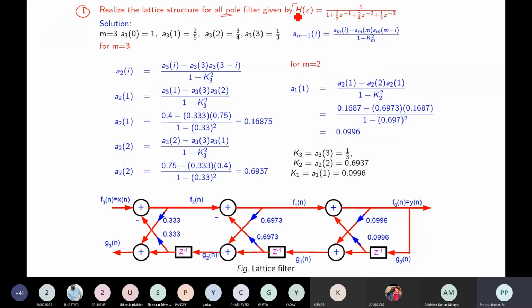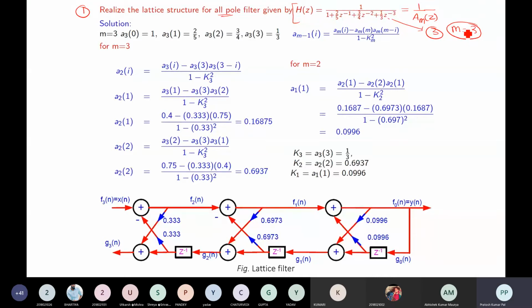Okay, so in an all-pole system, H(z) will be given by numerator 1, and in the denominator there will be a polynomial. This polynomial will be 1 upon A_m(z). So your highest power of z is 3, so the order will be 3. Here the order is 3.